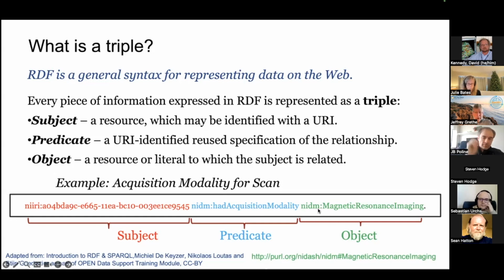The NIDM colon magnetic resonance imaging is what's called a CURIE, which is a compact identifier. The full identifier, the full URI, is basically a URI construct with the identifier, which in this case is magnetic resonance imaging, tagged at the end of that URI. A lot of times when you're looking at RDF data, you'll see these, NIDM colon or Uberon colon, right? Those are the compact identifiers that can be expanded into their full unique URIs because we know what NIDM colon converts to.